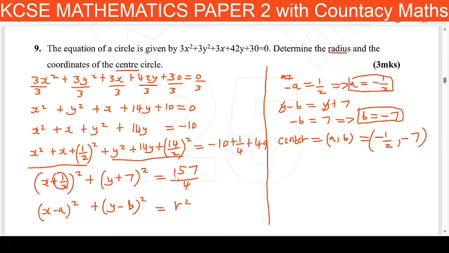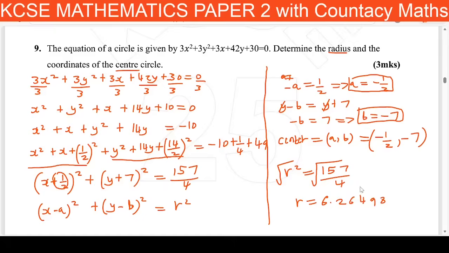You see, this one is directly connected to the radius. Therefore, radius squared is equal to 157 over 4. Therefore, to get the radius, we find the square root. Therefore, r for radius is equal to the square root of that. Let's find out the square root for that. So once we find the square root for this, this is going to give us 6.26498.